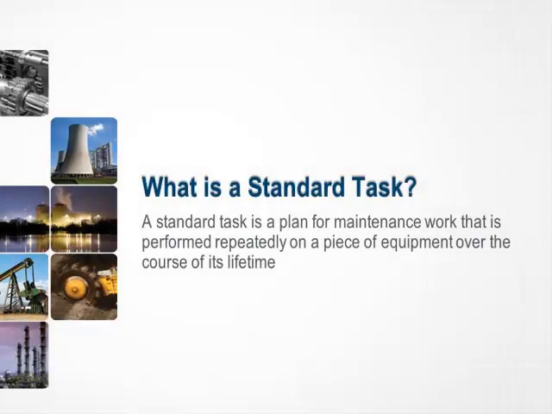So what is a standard task? Well, a standard task is a plan for maintenance work that is performed repeatedly on a piece of equipment over the course of its lifetime. The standard task contains all of the information required to create work order tasks. This includes the asset to work on, the asset to charge, the resource required to perform the task, the indicators to be read, and the procedures and documents appropriate to the performance of the task. When work needs to be performed, a work order task is generated from the standard tasks. Standard tasks are independent of each other, and each standard task can be included on one or more standard jobs.